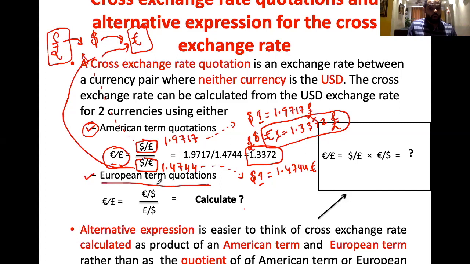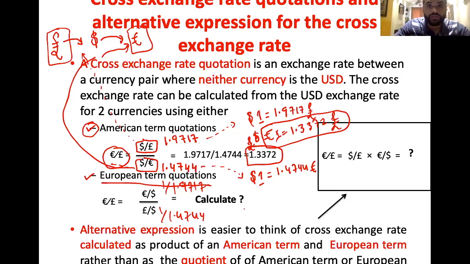You have to do one divided by 1.9717 and one divided by 1.4744. That's the meaning of European terms. Remember, in the USD, in America, USD is American terms. In Europe, euro is European terms. But in America, indirect quotation is European terms, all right? In Europe, indirect quotation is American terms.